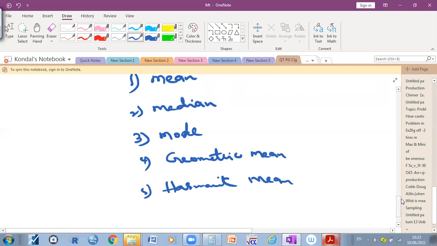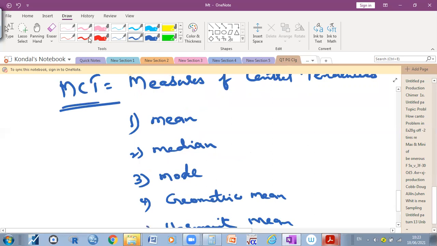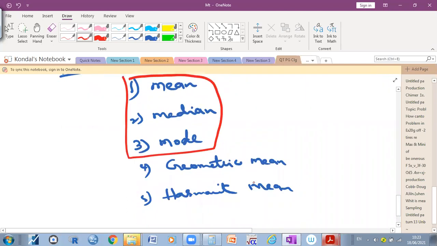So these are very important. The first three are very important in the measures of central tendency. The remaining are also very important, but we use them less.